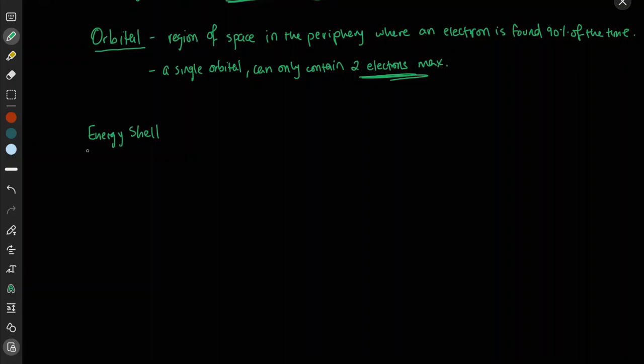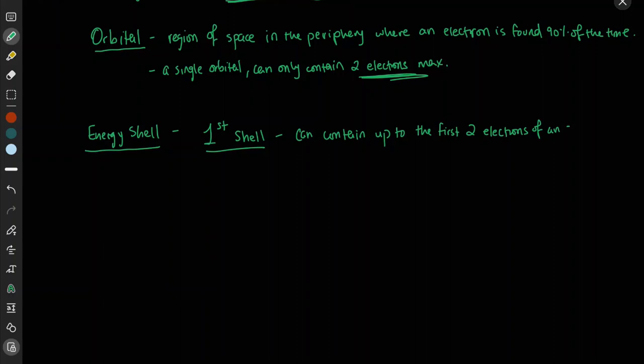So the first energy shell, okay, so the first shell is going to contain up to the first two electrons of an atom. Now these two electrons are going to be housed within a single orbital within what's called the S subshell.